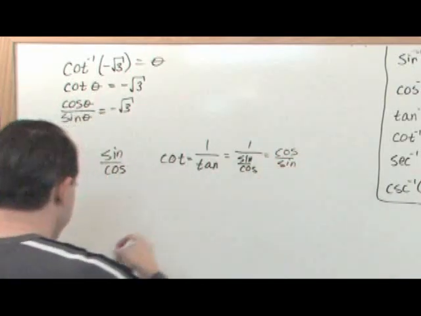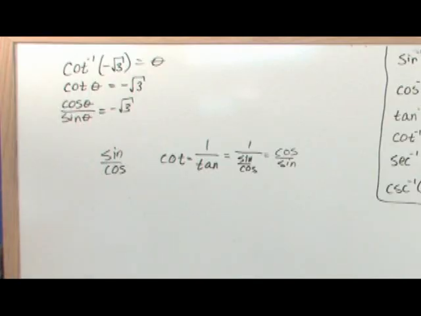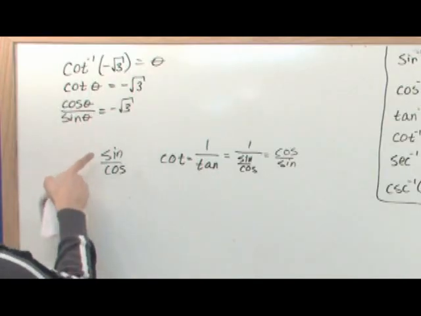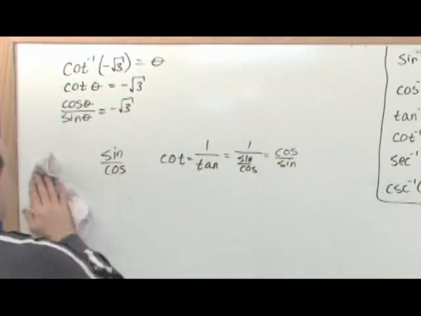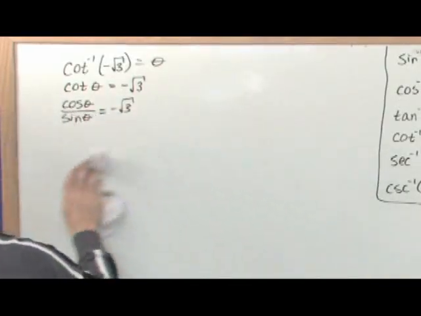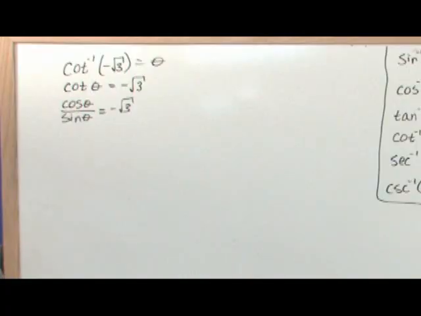So really, to boil it down, just something easy for you to remember: the tangent function is sine over cosine. The cotangent function is cosine over sine. That's really the thing you need to remember. Okay? So we wrote the cotangent function as cosine over sine.